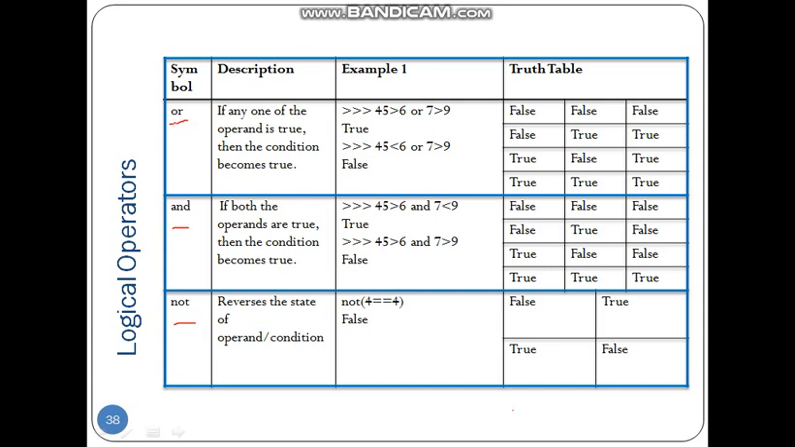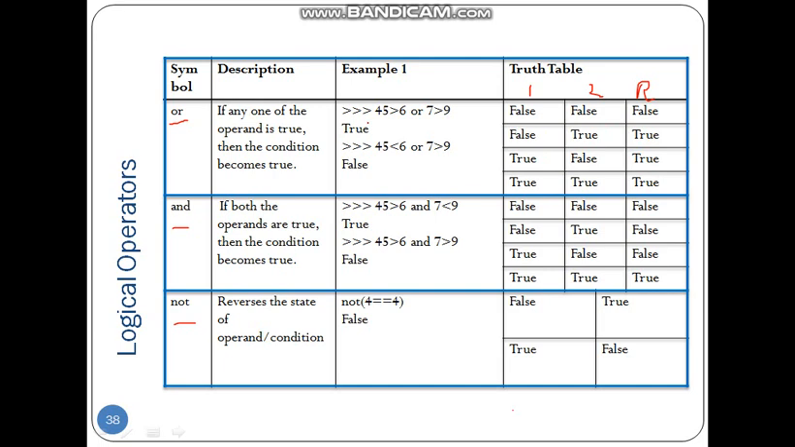Let's see the or operator first. Let's see the truth table first. Look at the truth table. It needs two operands, this is the first value and this is the second value. This is the result. So here there is only one false value. That means if both the left hand side and the right hand side are false, then it gives the result false. In all other cases it gives true. That means if any of the inputs is true, then the answer will also be true.